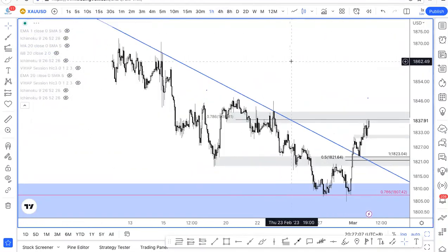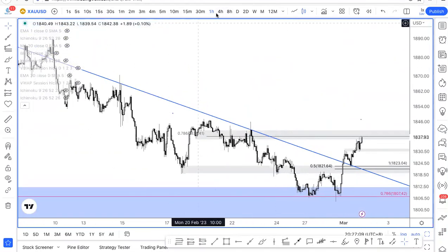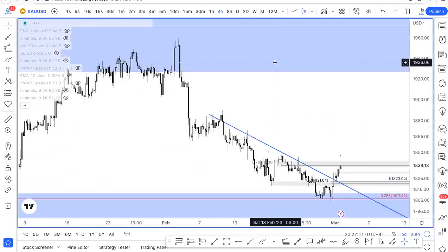Okay, so these are the two setups for me, in terms of where we can take a look at it on the higher time frame.